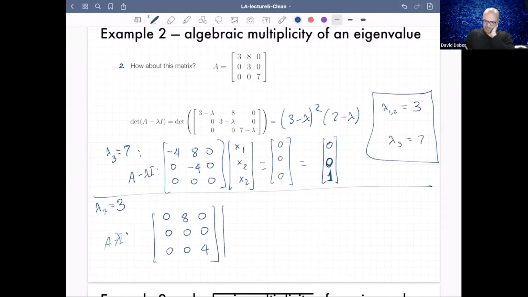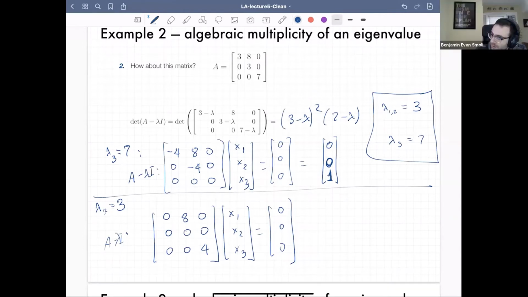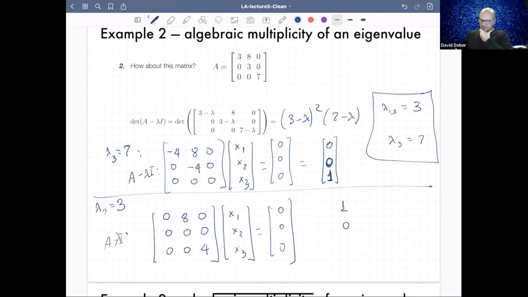Am I correct? Or am I completely missing the point? I'm solving this system of equations, right? So what's the free variable there now? Which one is free? X1. X1 is free, right? So X1 is set to 1, and the others have to be zeros now. Do people see that this is an eigenvector?